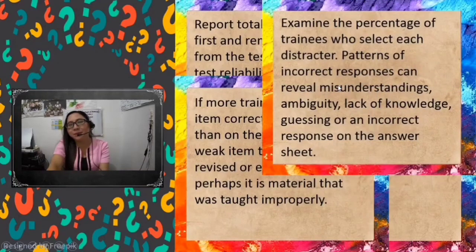Next, examine the percentage of trainees who select each distractor. Patterns of incorrect responses can reveal misunderstandings, ambiguity, lack of knowledge, guessing, or an incorrect response on the answer sheet.